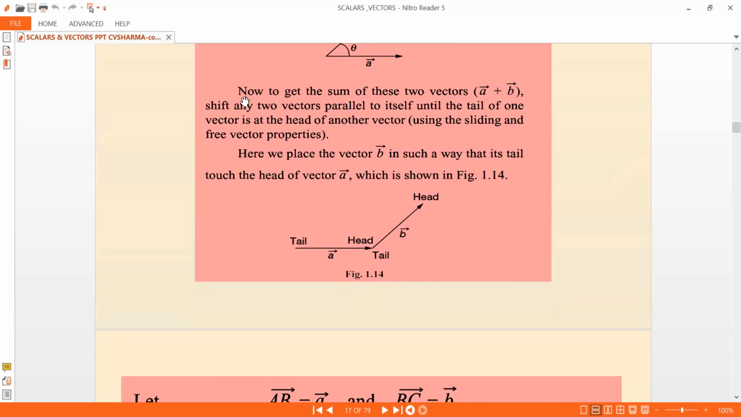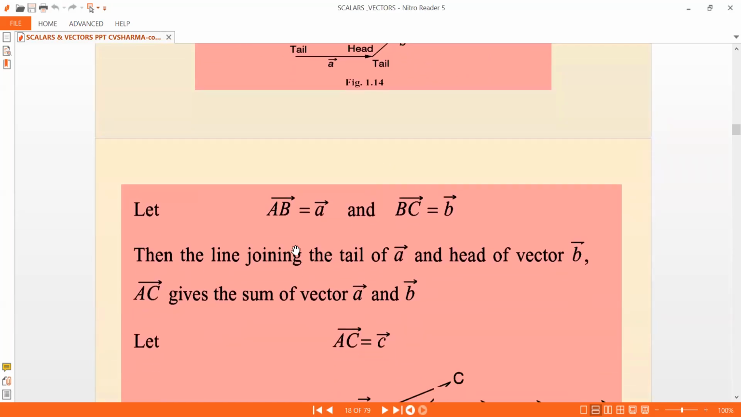Here we place the vector B bar in such a way that its tail touches the head of A bar, which is shown like this. So what they did is slide the vector B bar over here such that the tail and head match with each other. That's what they do. And now the third part: AB bar is A bar, that's how they have taken it, and BC bar is B bar.